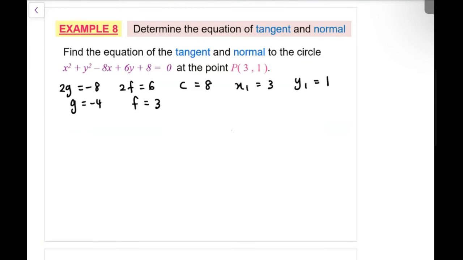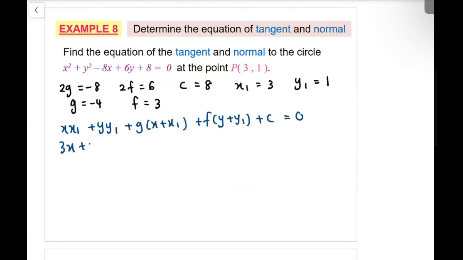After that, straight away substitute all these five main values into the equation of a tangent. I just rewrite our formula first, xx1 plus yy1 plus g(x plus x1) plus f(y plus y1) plus c equal to 0. Now I substitute one by one. So we would have 3x plus y minus 4 times (x plus 3) plus 3 times (y plus 1) plus 8 equal to 0.